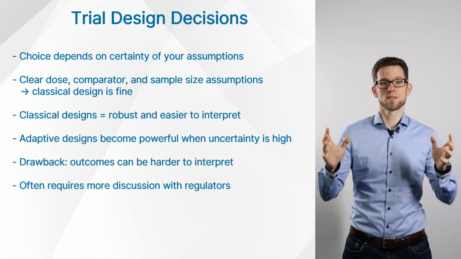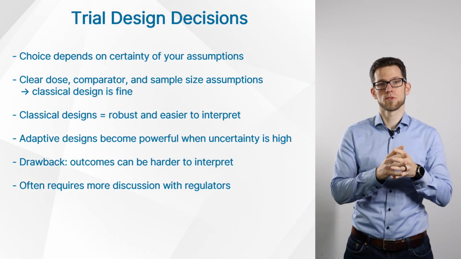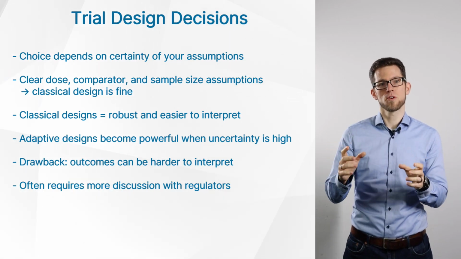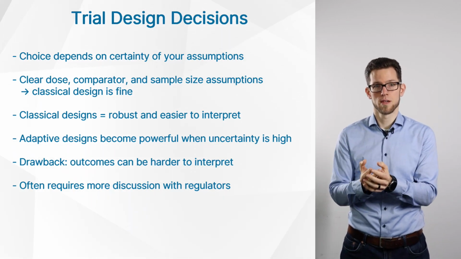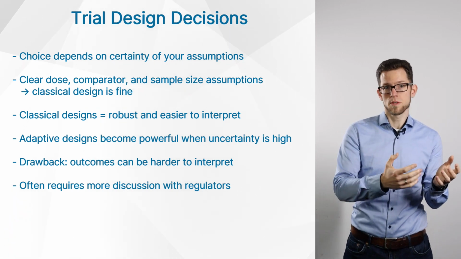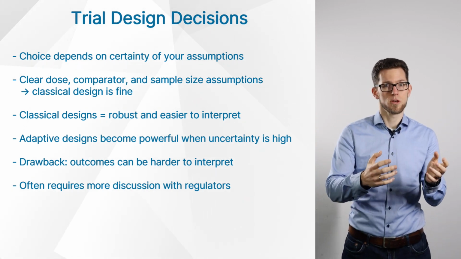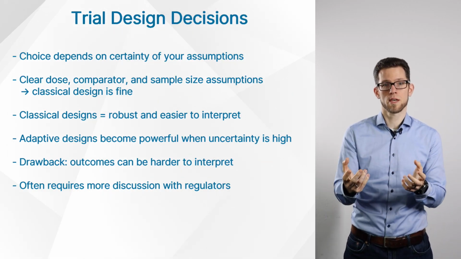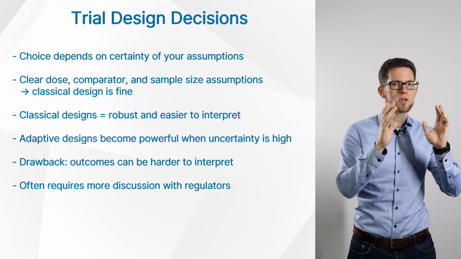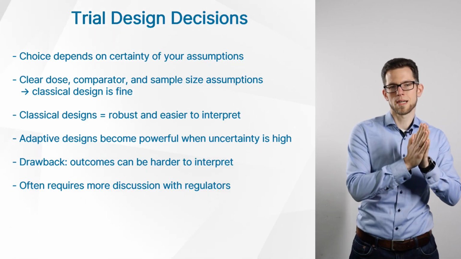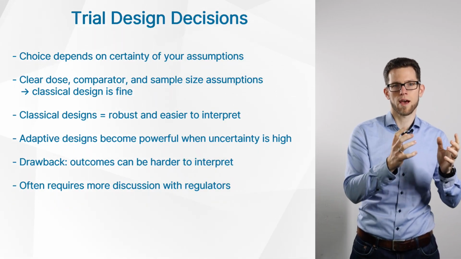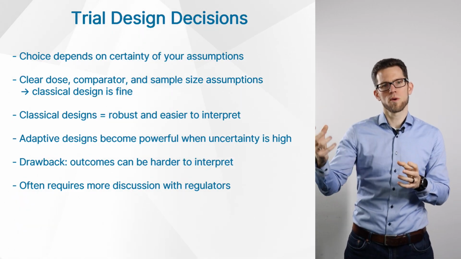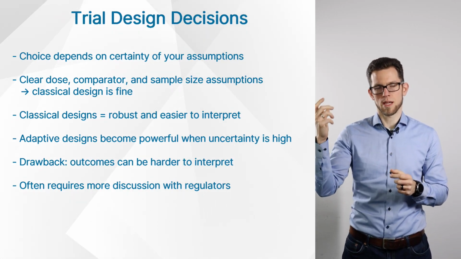Whether to use an adaptive design or go with a more classical approach to your clinical trial really often depends on the level of certainty you have with the assumptions as you're going in. You already know which dose to use, whether to use a comparator arm or not. You already know exactly the type of assumptions that move into your sample size calculation. You can most likely pull through with a normal classical trial design that doesn't have adaptive features. And the more uncertainty you have, the more powerful is the utilization of these adaptive designs.